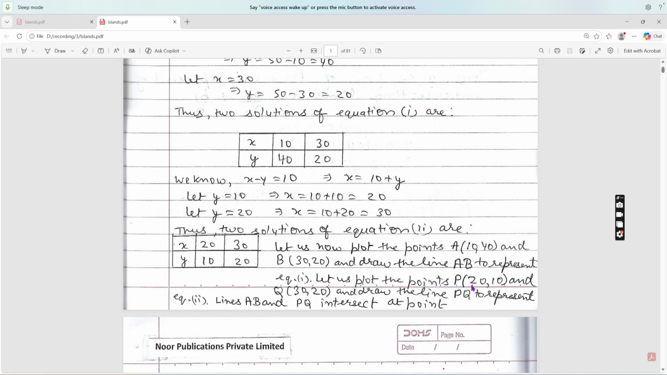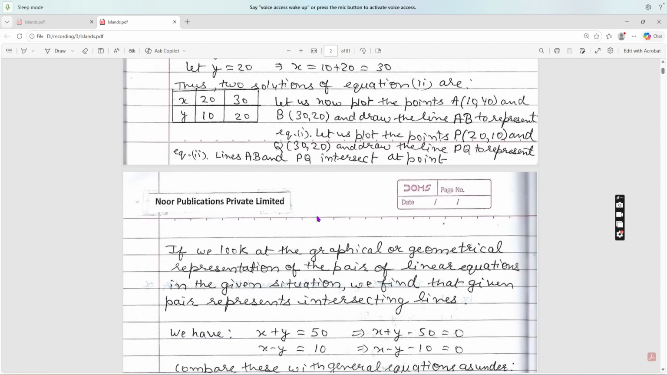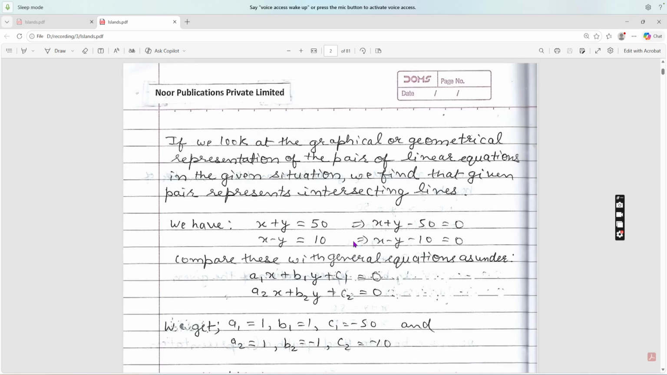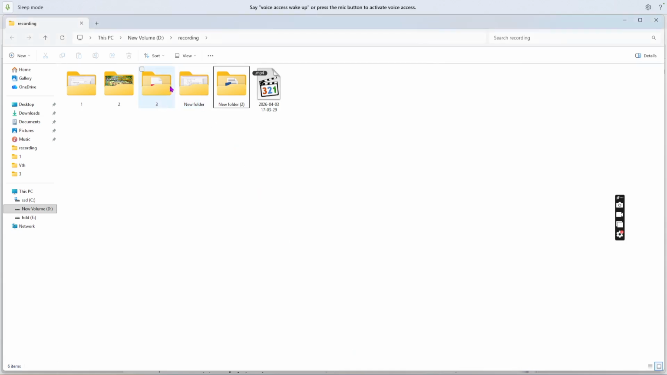Let us plot the points P. P is 20, 10 and let the other point be Q, that is 30, 20. So one line is AB and the other line is PQ. Now these two lines are intersecting at a point. Okay, now I'm going to show you the graphical representation of these. Just a second, just see.